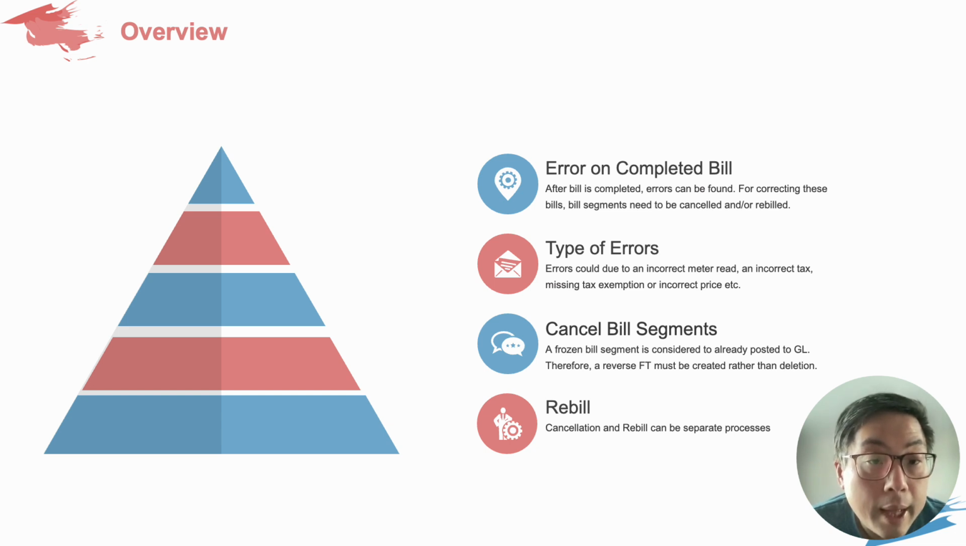And lastly, the cancellation and rebill can be separate processes. When we say cancel rebill, we always talk about, if you cancel the last one, you create a new one. But in reality, they don't necessarily happen at the same time. You could cancel a bill, say you find the issue now, and the rebill might just happen in the next bill cycle automatically, rather than you having to rebill manually. But it's all dependent on what the business wants.